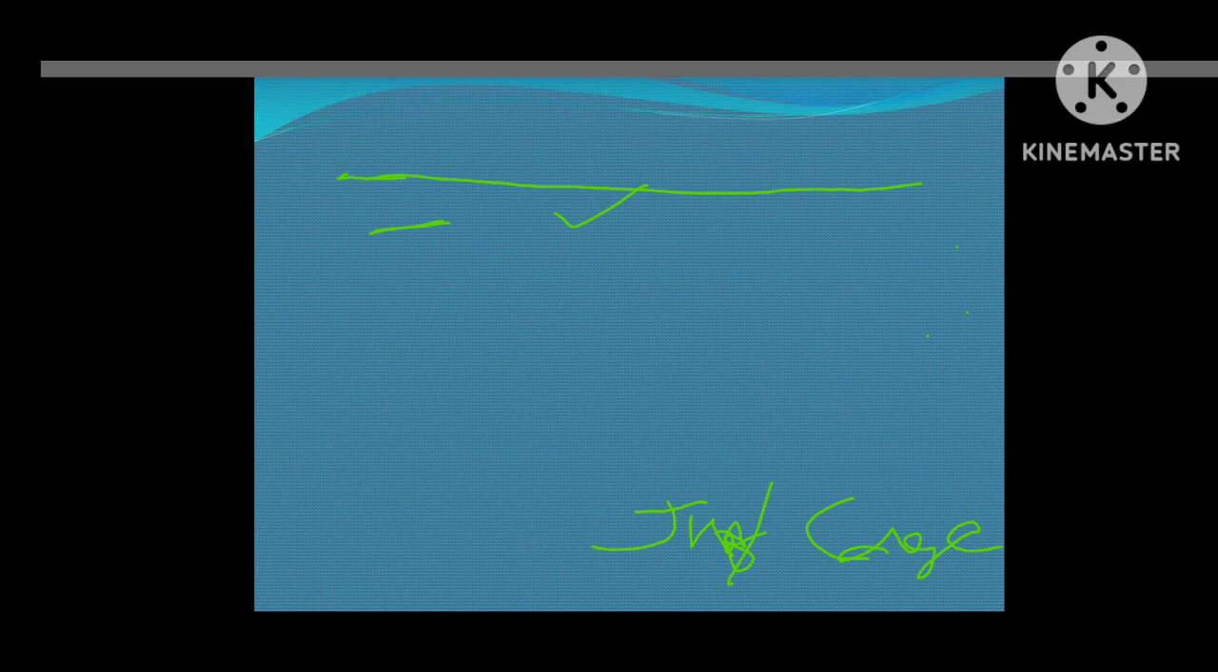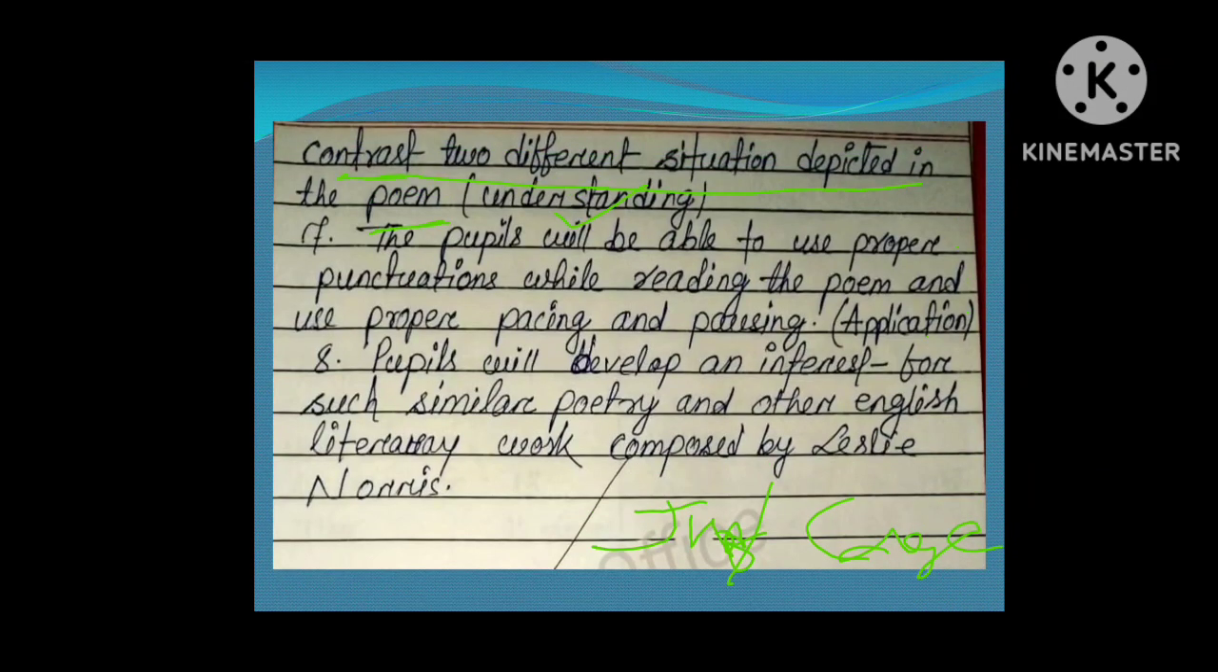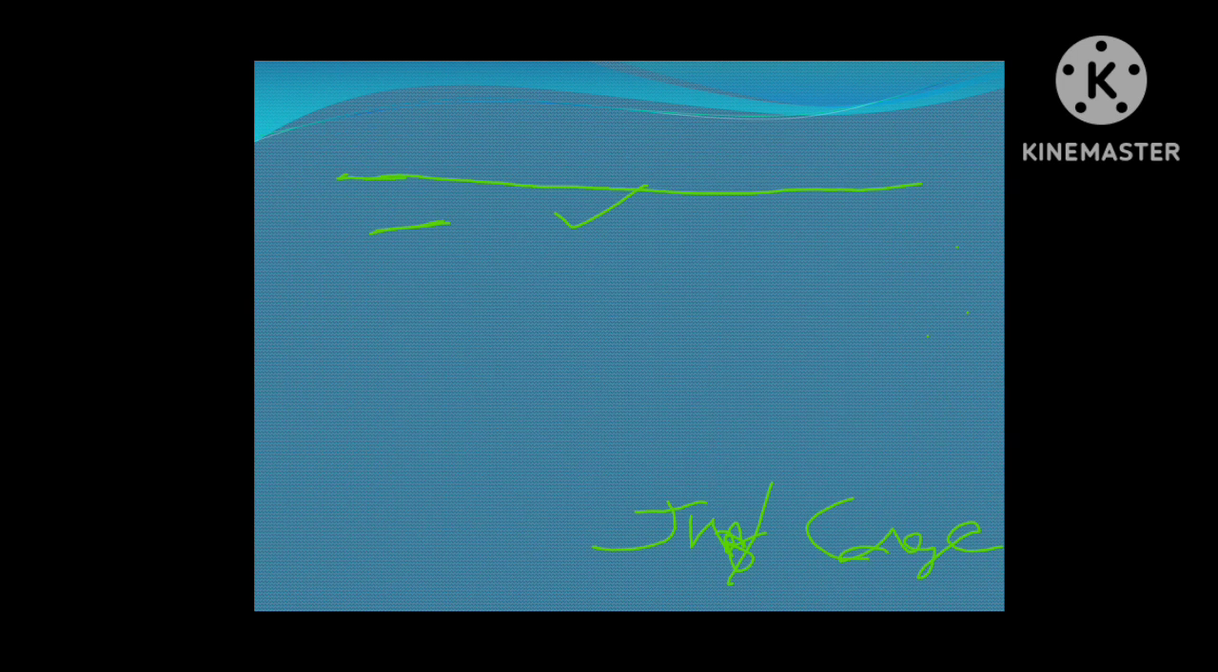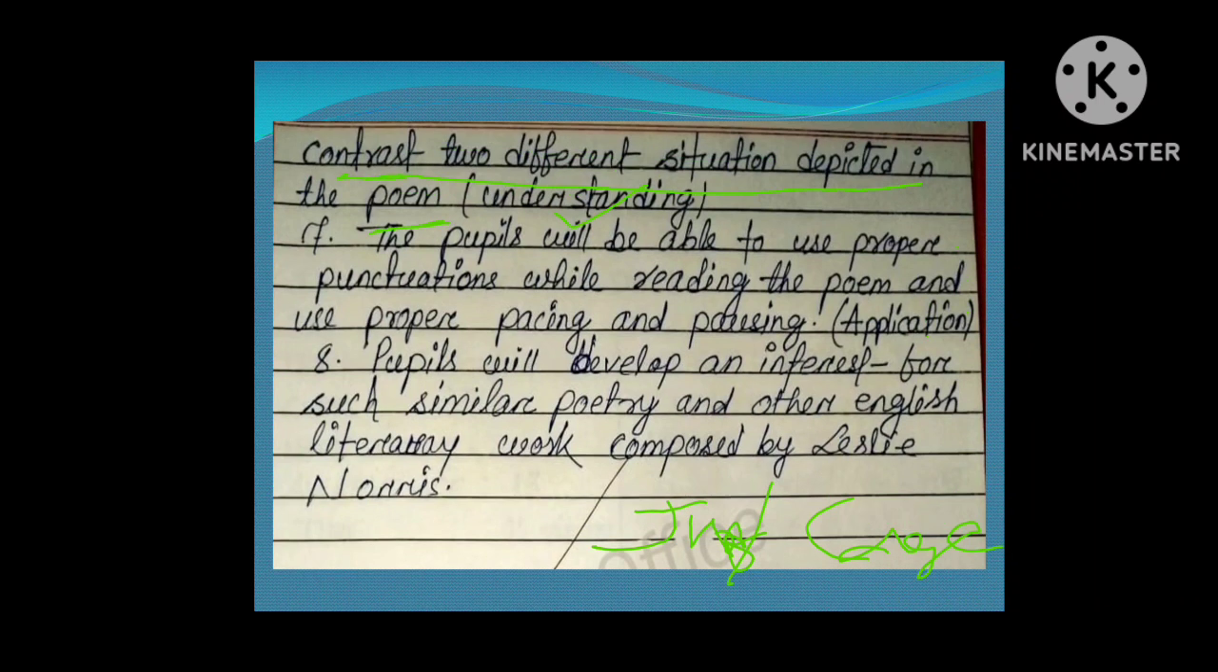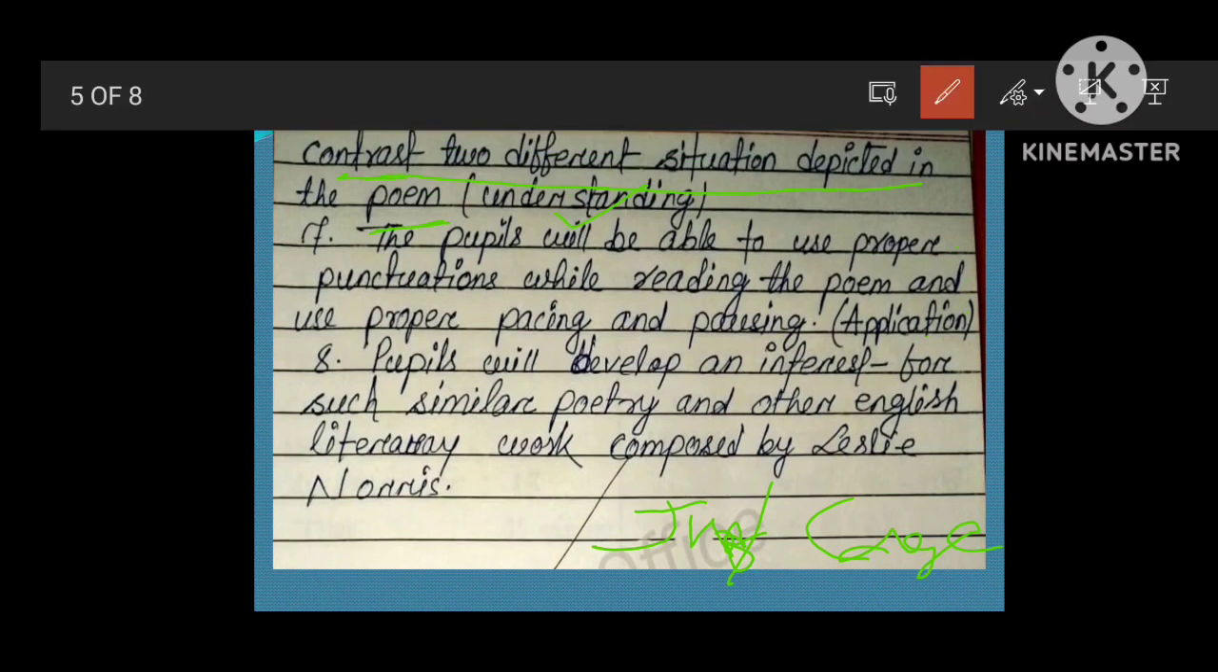So that will be understood by the pupils, and that's why we have written it like this, that the pupils will be able to compare as well as contrast two different situations depicted in the poem. So that's why it comes under the understanding level of the cognitive domain.